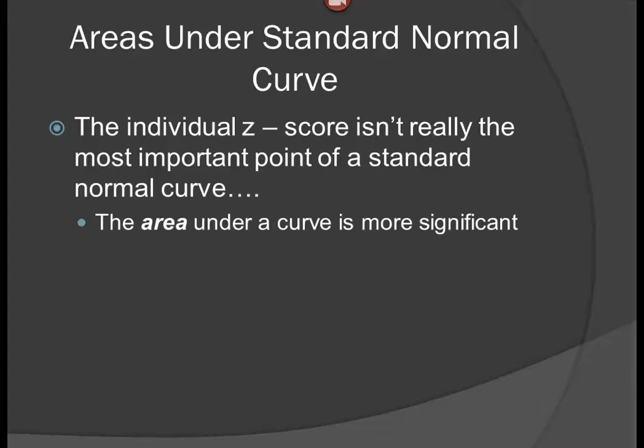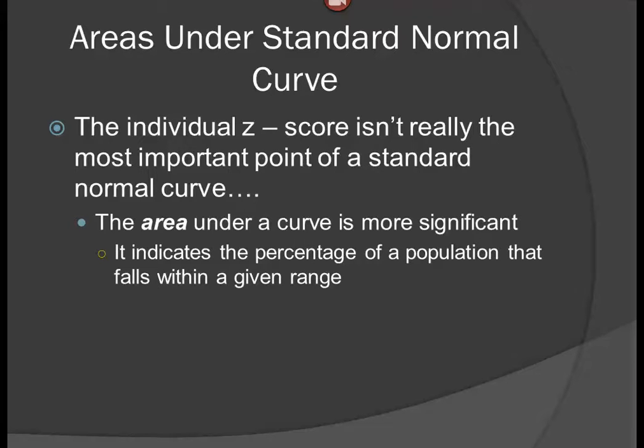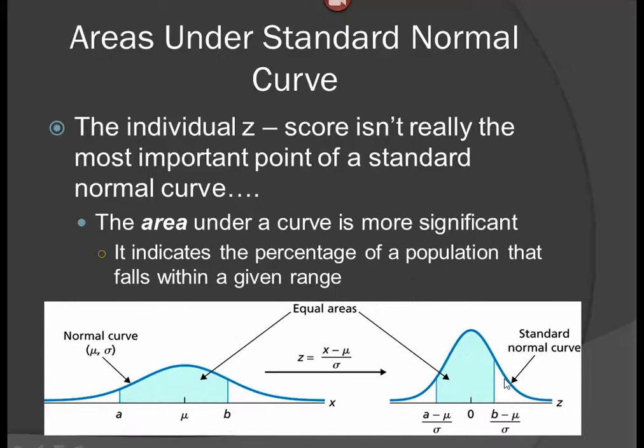What's really important is the area of the curve. The area is telling me what percent of my data lies between certain boundaries. So it's giving us a percentage of the population that will fall within a given range. Again, here's kind of a picture of what we're talking about. I have a boundary on the left of A, a boundary on the right of B, and I would like to know what percent of my data falls between A and B. Well, once I can translate this over to z-values, we can find that area.